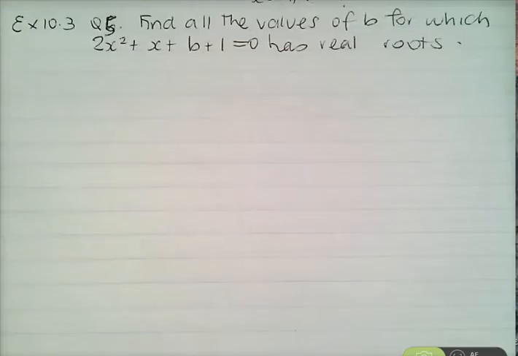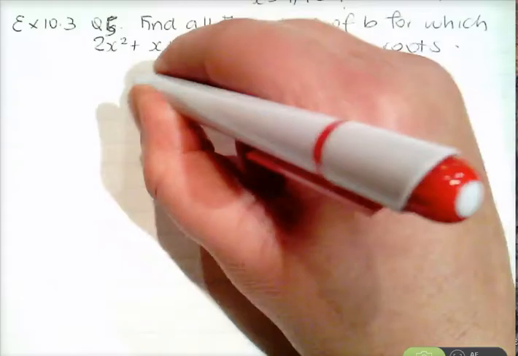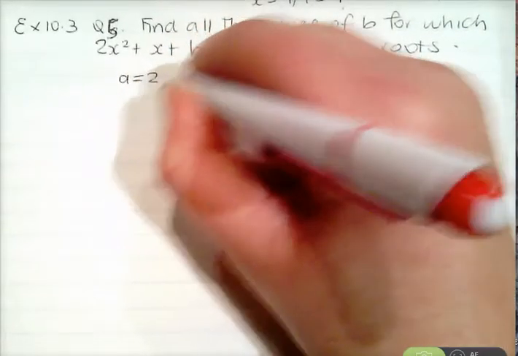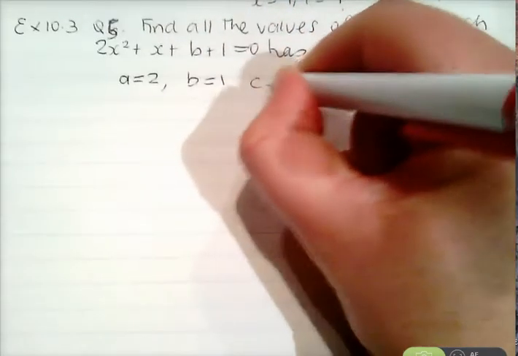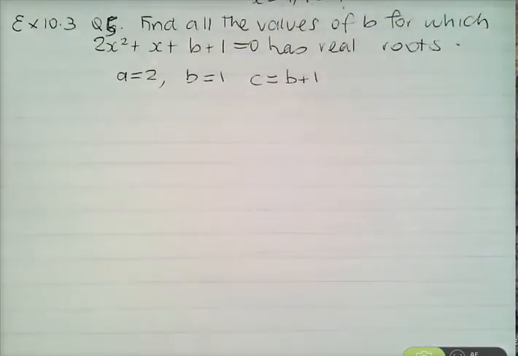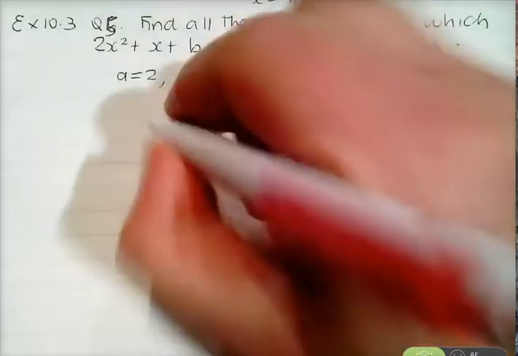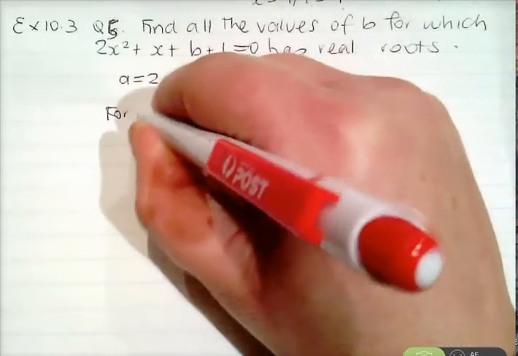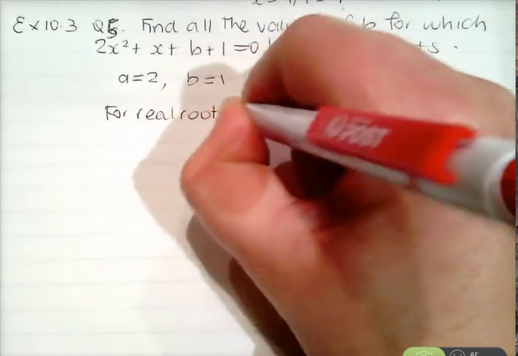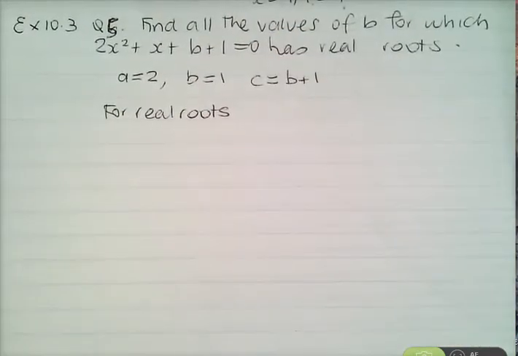Okay, this question: find all the values of b for which that equation there, 2x squared plus x plus b plus 1, has real roots. Now, in this equation, a is 2, b is 1, and c is the term without any x's or x squareds. So c is the constant term, which is b plus 1. Now, for real roots, we've got two scenarios. We've either got two real roots or one real root.